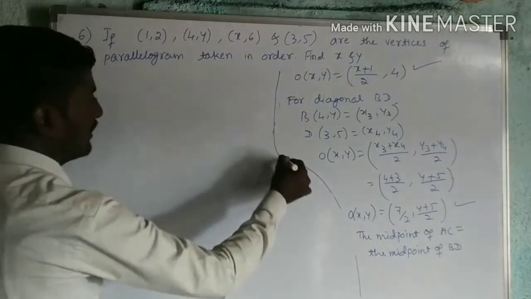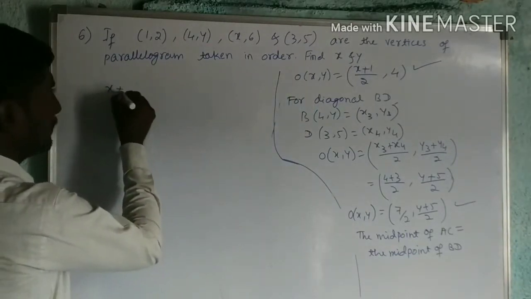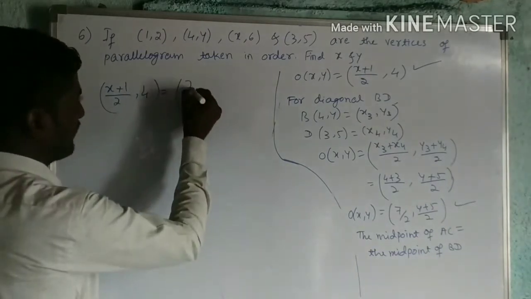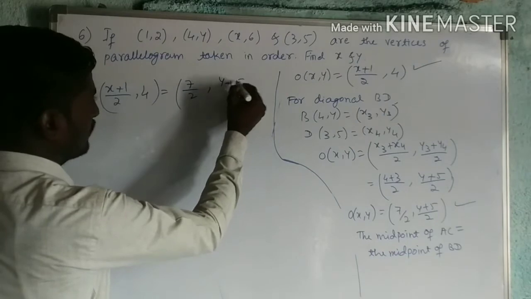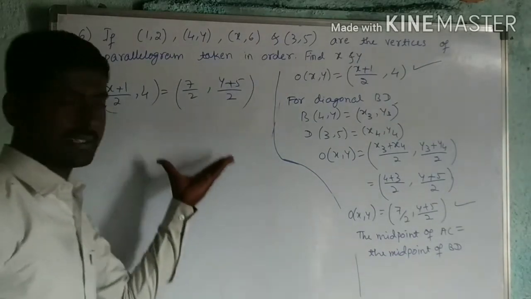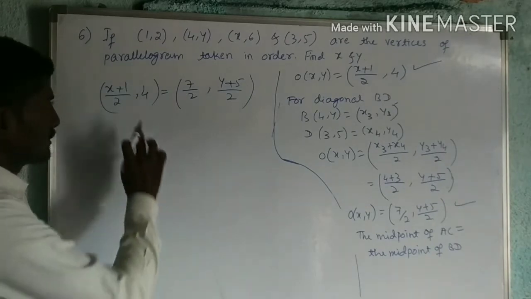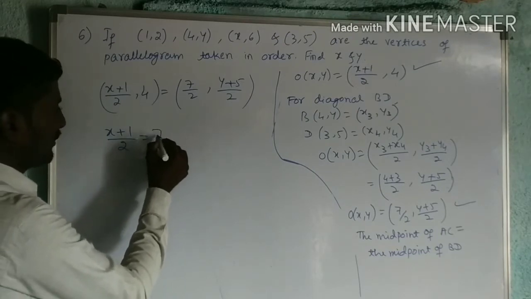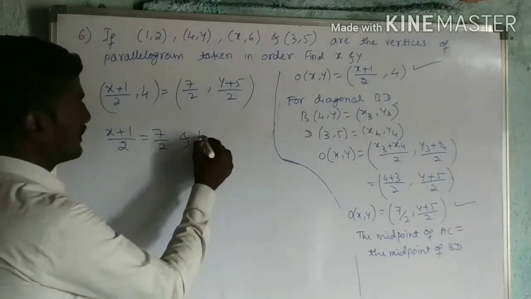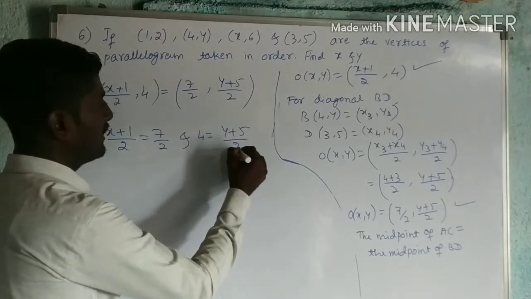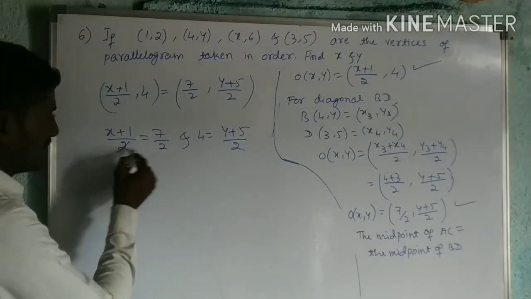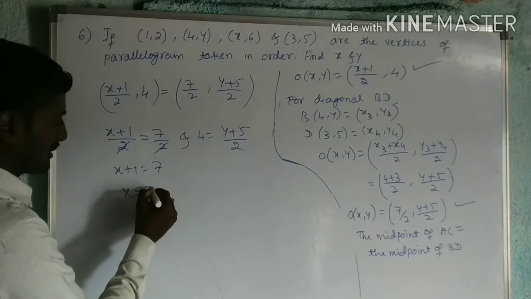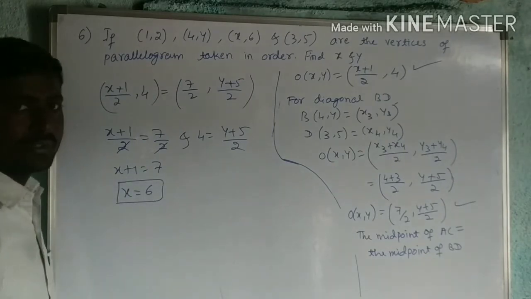So here now let us take x plus 1 by 2 comma 4 is equal to 7 divided by 2 comma y plus 5 divided by 2. So by using this condition I should get x and y. So let us equate the first element. X plus 1 by 2 is equal to 7 by 2 and another one 4 is equal to y plus 5 divided by 2. Now let us solve this first. 2 gets cancelled. X plus 1 is equal to 7. Now x equal to 7 minus 1, that is 6. So here you are getting x equal to 6.